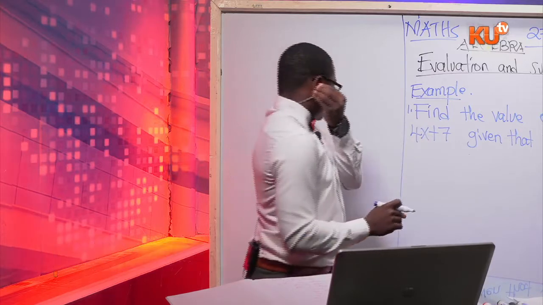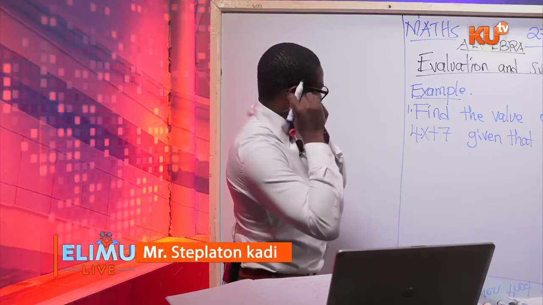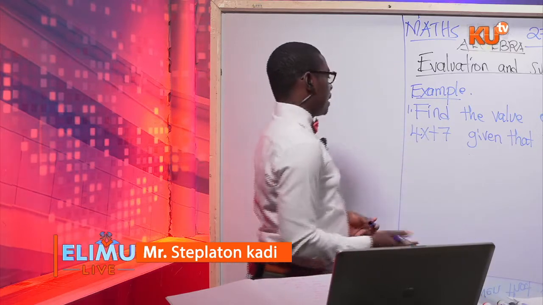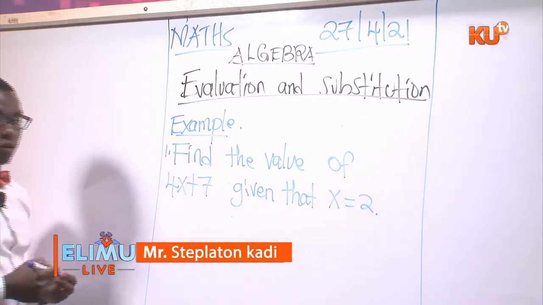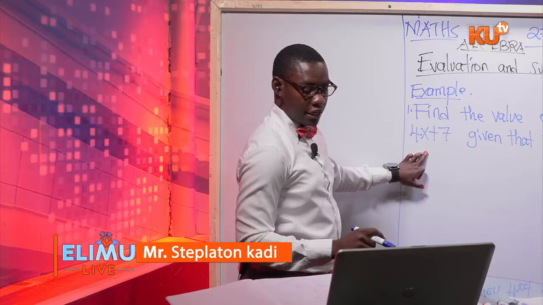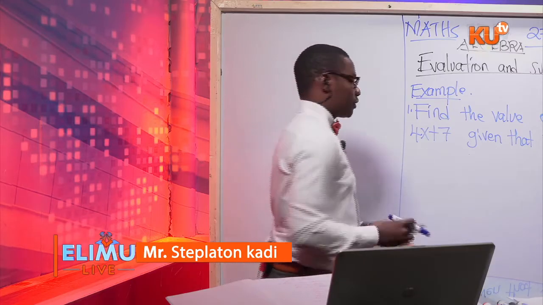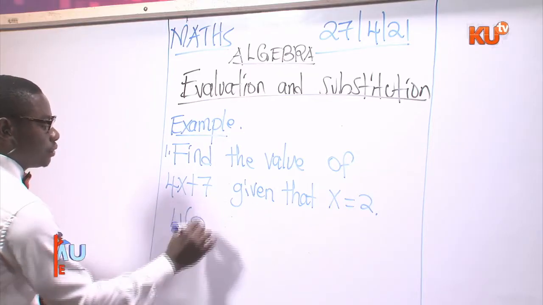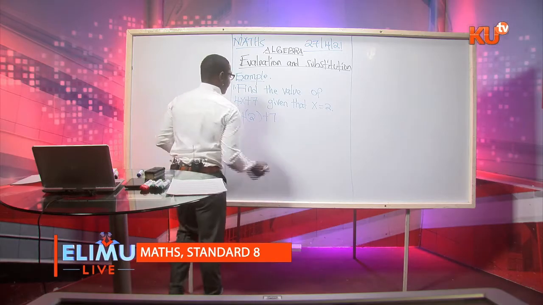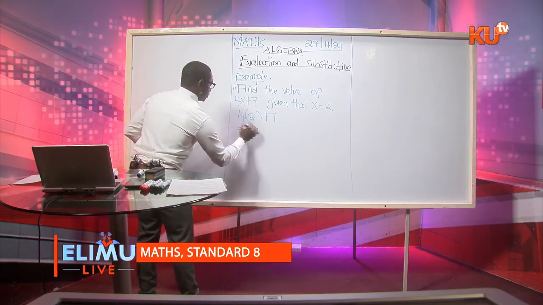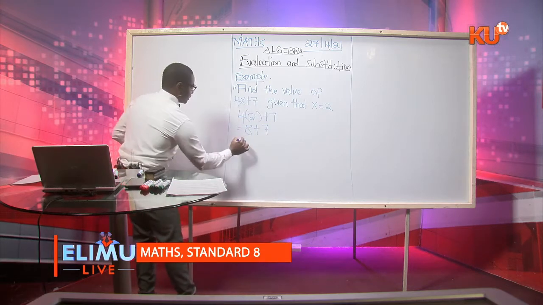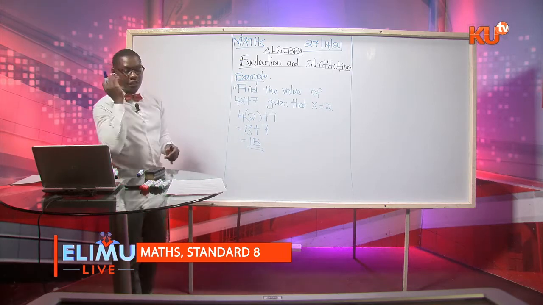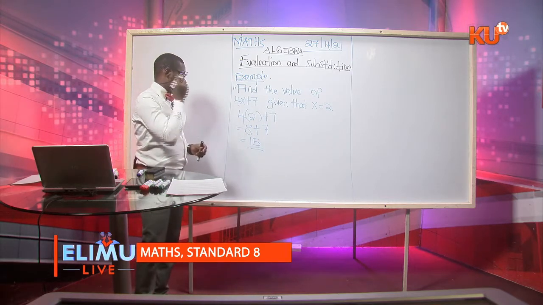So if you look at my question, I have 4x plus 7. We have the unknown value of x there, which is given. So in this case, we are going to replace the value of x so that we can get the correct calculation. So 4x, x is 2. So that is 2, you put in small brackets, plus 7. So 4 times 2, that is 8. So we have 8 plus 7. So our answer is 15.